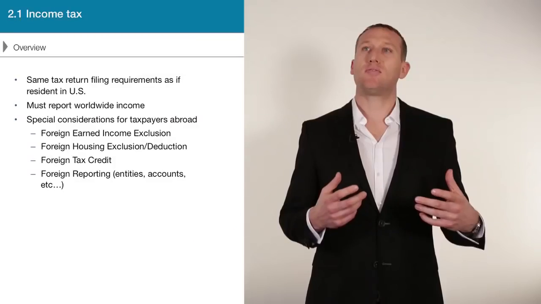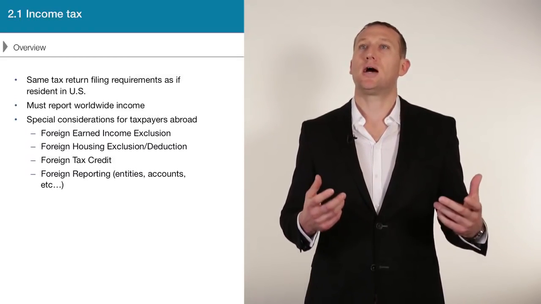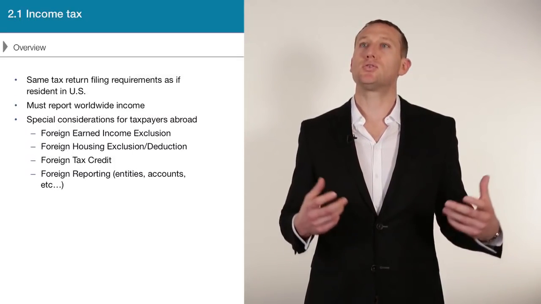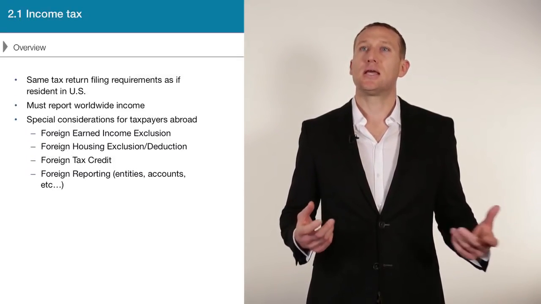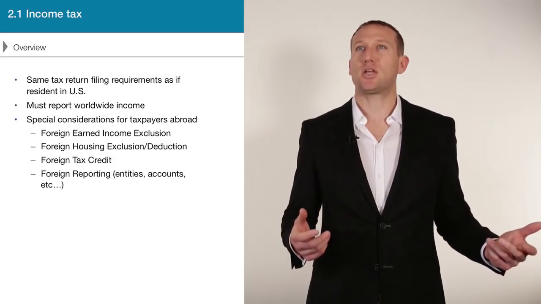We're going to start off now by talking about the income tax. Now, if you're a U.S. resident or citizen, you're liable to the U.S. for tax on your worldwide income. That means even if you don't live in the United States, you still have to file a tax return and pay tax in the United States. Now, there are some special considerations that may help alleviate double taxation, such as the foreign earned income exclusion, the foreign housing exclusion or deduction, the foreign tax credit, and then there are also certain disclosure requirements that you have to meet for foreign accounts and entities and things of that nature.